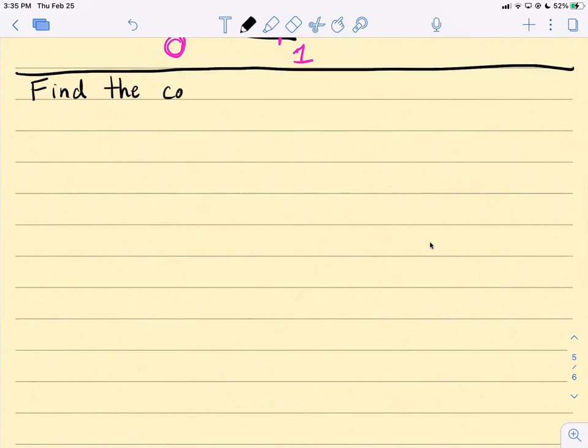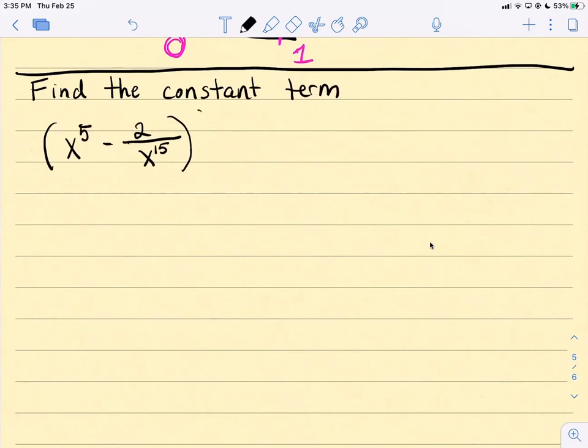The way that it looks is a little bit cleaner to me. Okay. So, what if I have x to the 5th minus 2 all over x to the 15, raised to the 8th power. Let's just think about that for a minute.